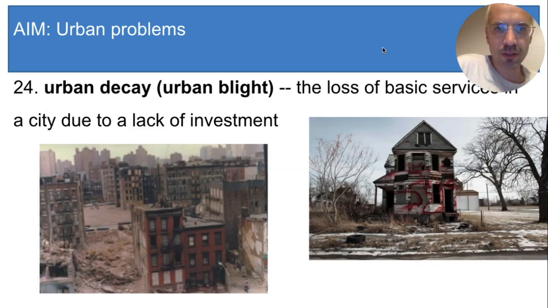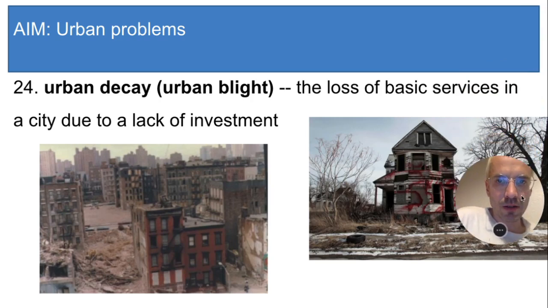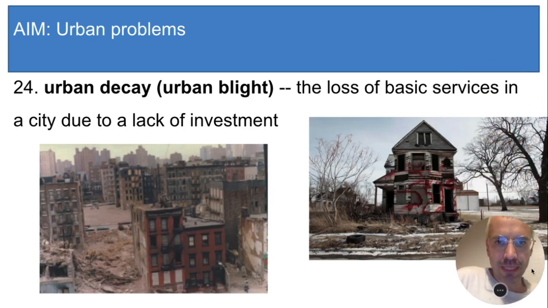And the first one is called urban decay. Urban decay, also called urban blight, is the loss of basic services in a city due to a lack of investment. And that means that the city is not providing a lot of money for services like trash collection, street repair, or public safety. And residents or landlords don't have the money to maintain houses and buildings. Urban decay is associated with concentrated poverty and high unemployment. Blighted neighborhoods have poor sanitation, abandoned buildings, and high crime, among other issues.